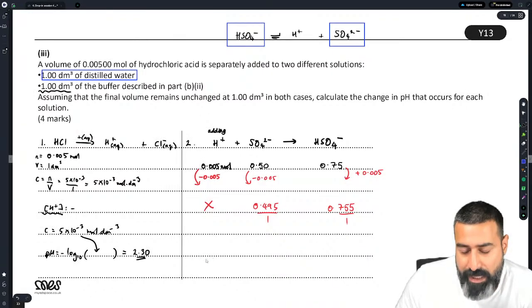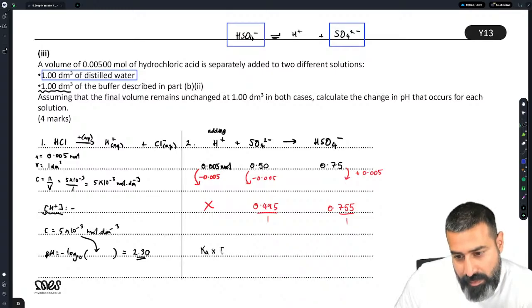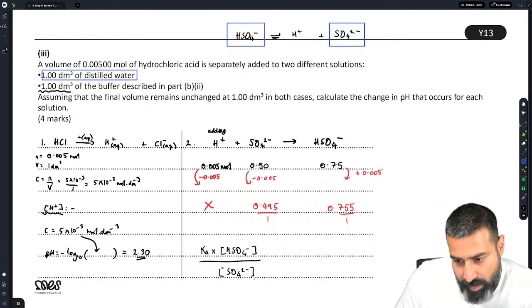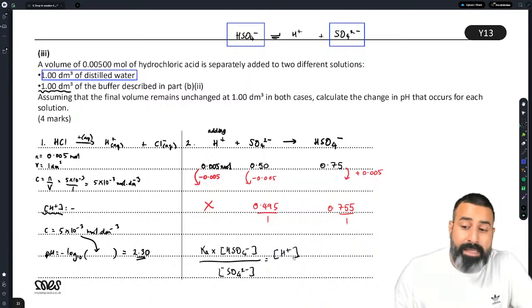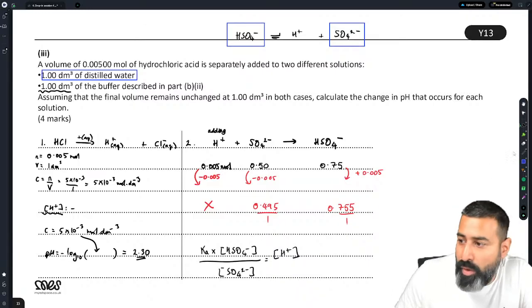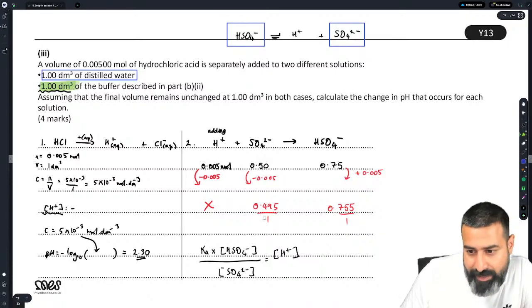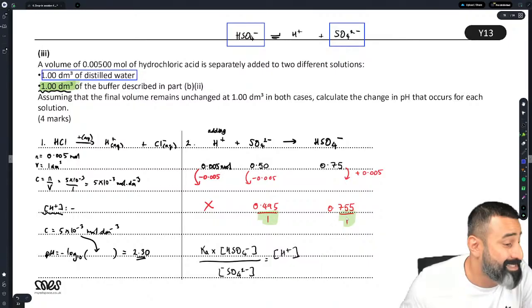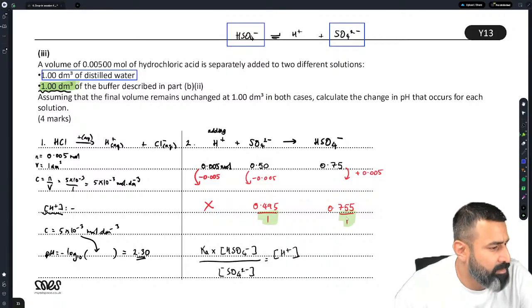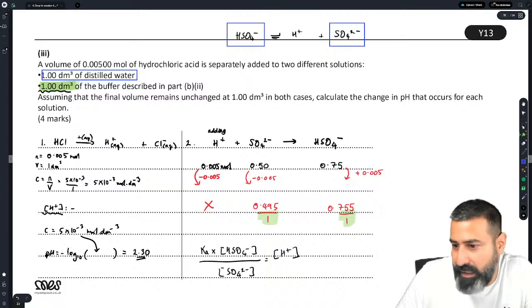I'm trying to find the pH. So the pH is going to be Ka times HSO4 minus all over SO4 2 minus gives me H plus. You can do all of this in moles, or you can put in the volume aspect. Because it's 1 decimeter cubed, I can divide all of it by 1 decimeter cubed, but they'll cancel out anyway. Does that make sense? So if you want, you can leave them in.